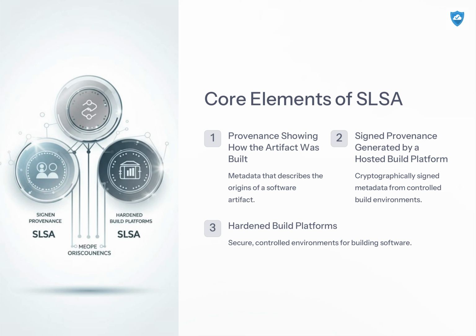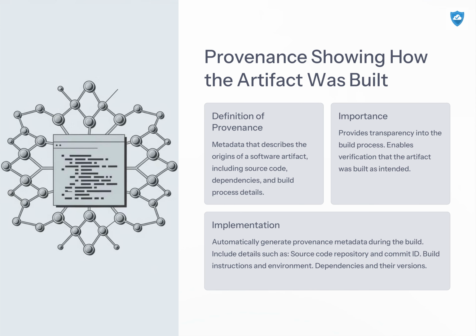Finally, hardened build platforms refer to secure and controlled environments for building software, ensuring that the build process is protected from external threats. These elements together make up the core framework necessary for maintaining the integrity and trustworthiness of software supply chains. In this slide, we're focusing on the concept of provenance in software supply chain security.